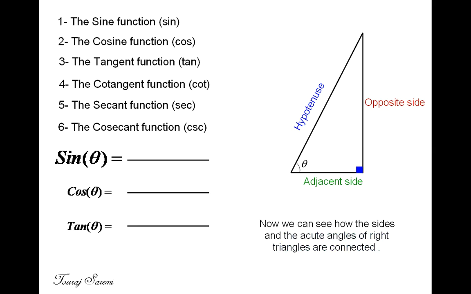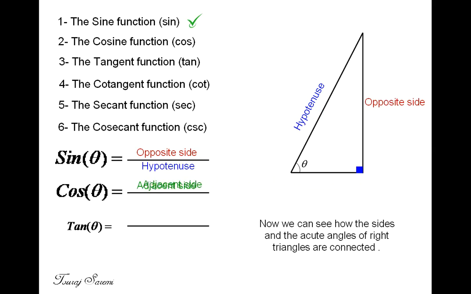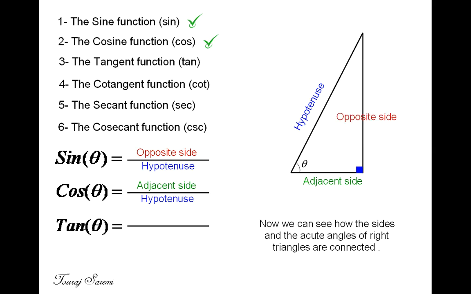Sine: opposite side divided by hypotenuse. Cosine: adjacent side divided by hypotenuse. Tangent: opposite side divided by adjacent side.